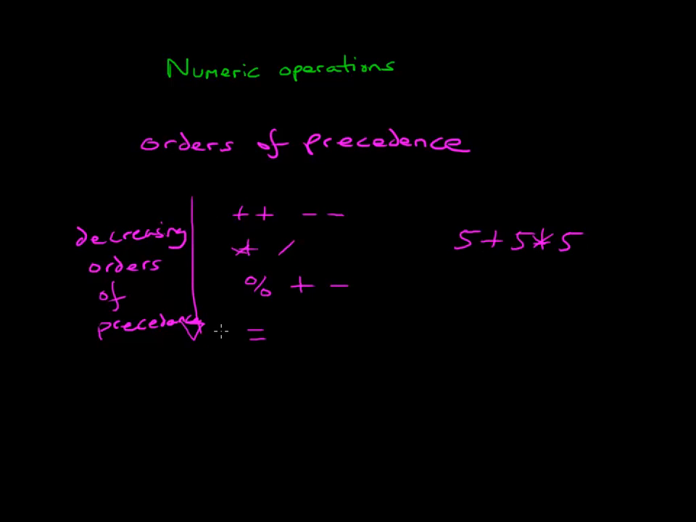Which means that if I do something like 5 plus 5 times 5. Now if we didn't have orders of precedence, if we did everything from left to right, then I would say let's add the 5 with the 5, which is 10, times by 5, that should equal 50. However, because I've got these orders of precedence, I'm saying 5 times 5 is 25, add 5 is 30. And so although I'm telling you these are the orders of precedence and I know that 30 should be the right answer, let's just have a look and see how JavaScript does it.